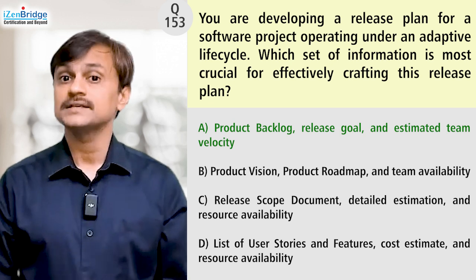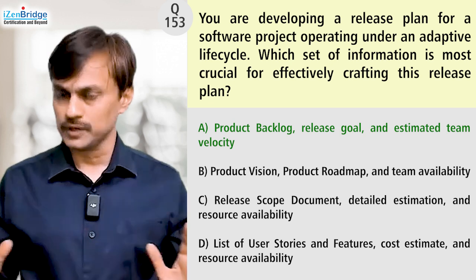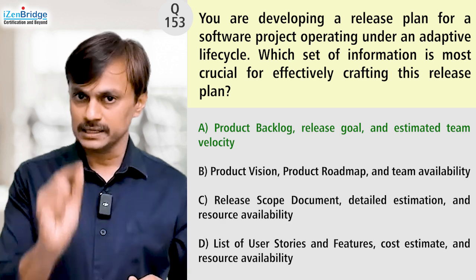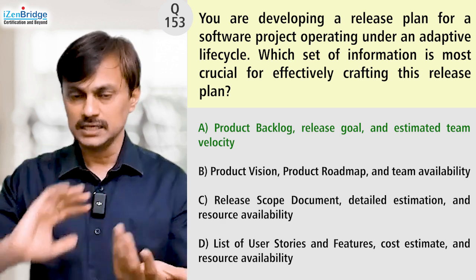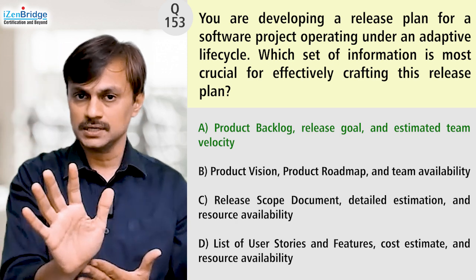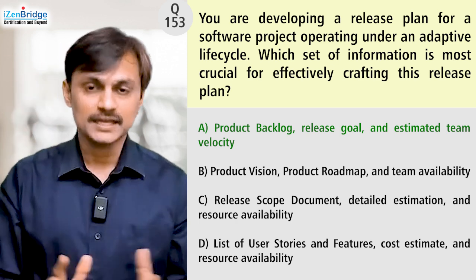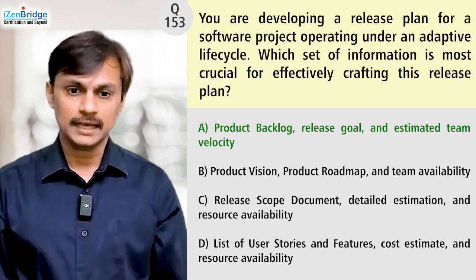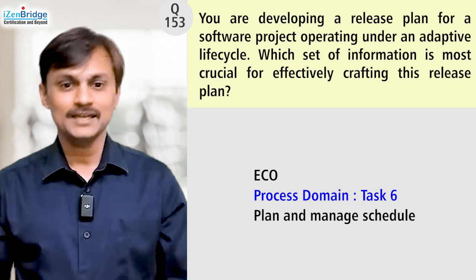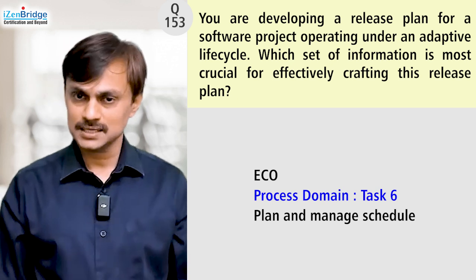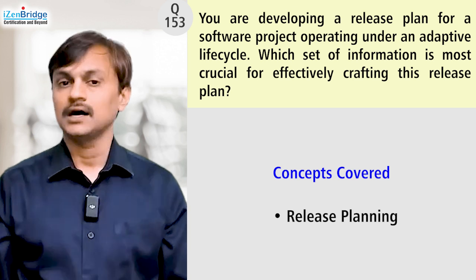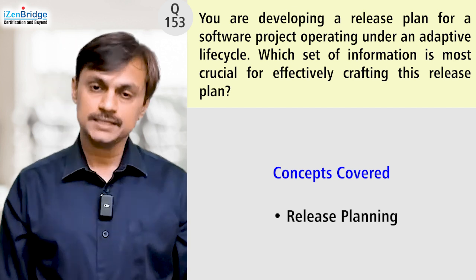Many a time in your PMP exam, you may not have perfect choices. Sometimes two choices will be close, and then you need to walk the path clearly, seeing what is the best keyword, what is the best in a given situation without adding too many assumptions. Using that technique, we are going with option A. This question is all about scheduling again, plan and manage schedule, task 6 of the process domain. As a topic, it was testing our ability to understand the release plan.